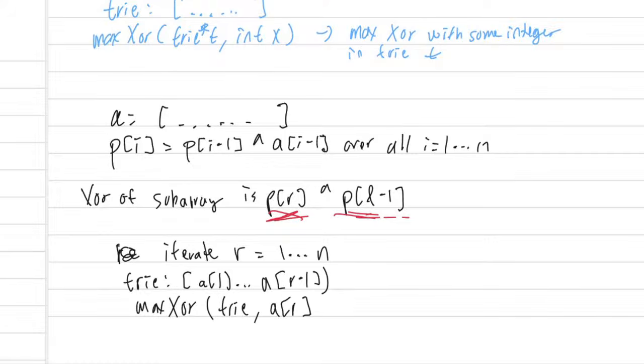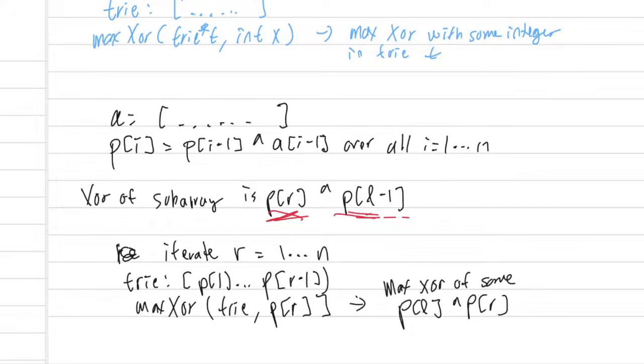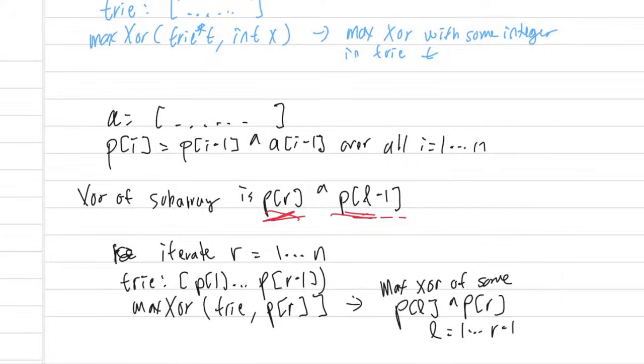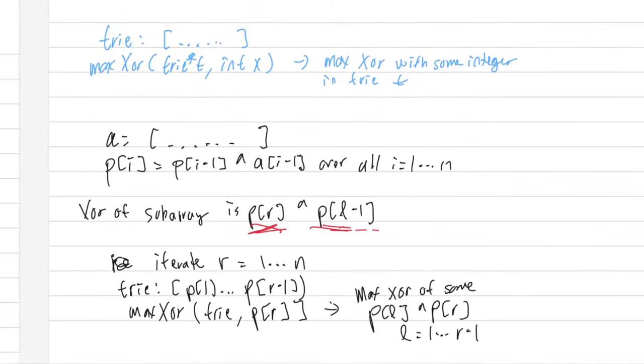Wait, actually this is not a, this is p. We only care about the prefix. So p sub r. Then this will return the maximum XOR of some p of L XOR p of r, such that L is before r. L is 1 to r minus 1. Right.